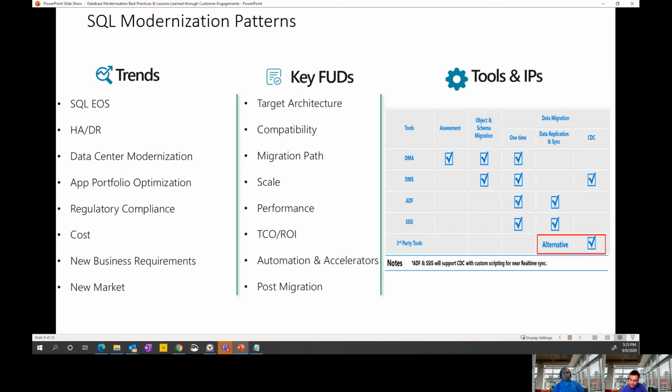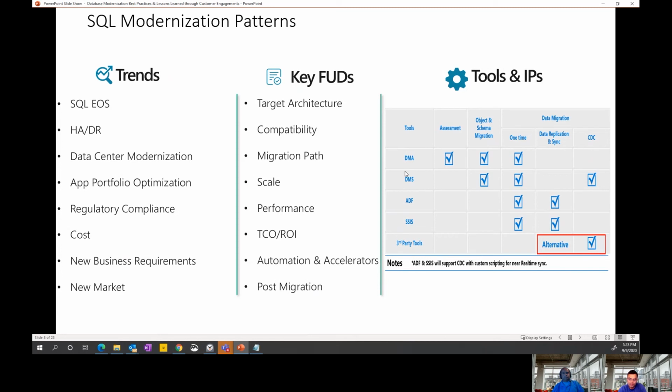So for schema and data migration, aligning to your SI lifecycle, you have to undergo an assessment process, then object and scope schema migration, then one-time data migration. And then, as I said, the second and third use cases: data replication and sync for batch and near real-time cases, and change data capture for actual real-time data replication. For these phases, Microsoft has well thought this through.